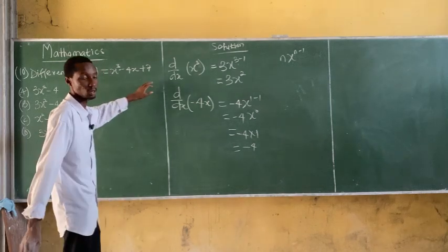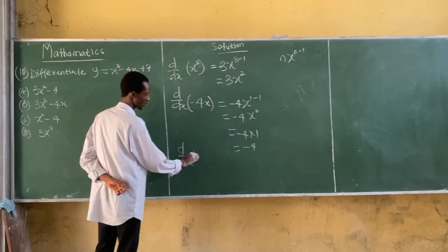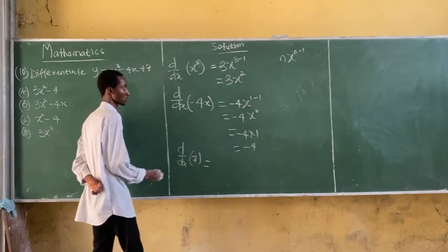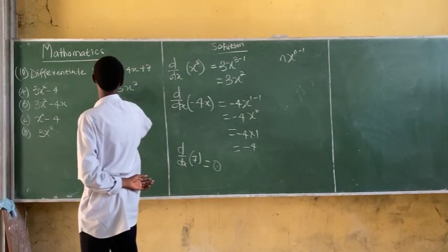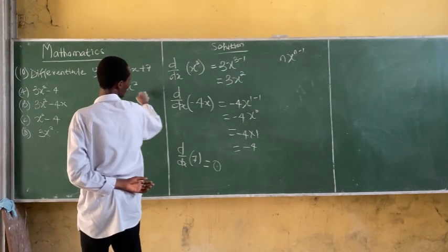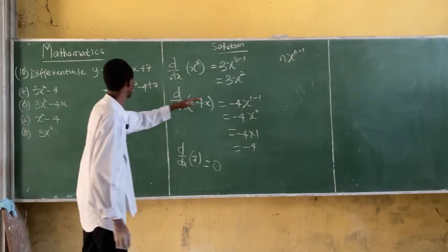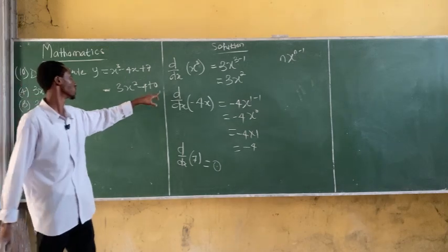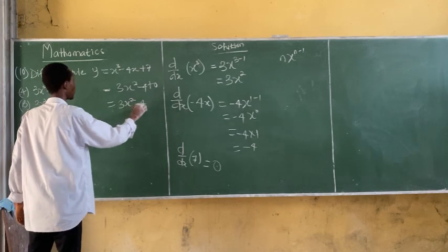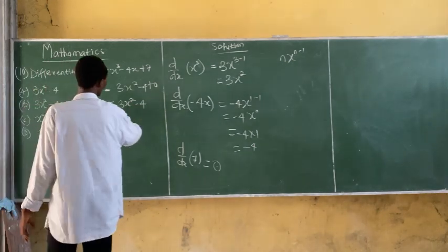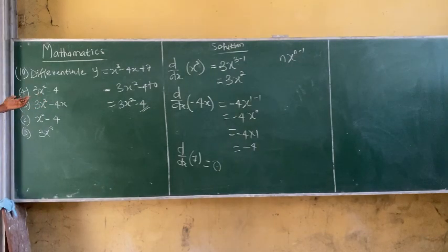If we differentiate the third term now, we have d over dx for 7 is equal to what? 0. When you differentiate the constant, you have 0. And here we have 3x squared minus 4 plus 0. This will give us 3x squared minus 4. Minus 4 plus 0 is the same thing, so this is our final answer. The correct option here is option A, 3x squared minus 4.